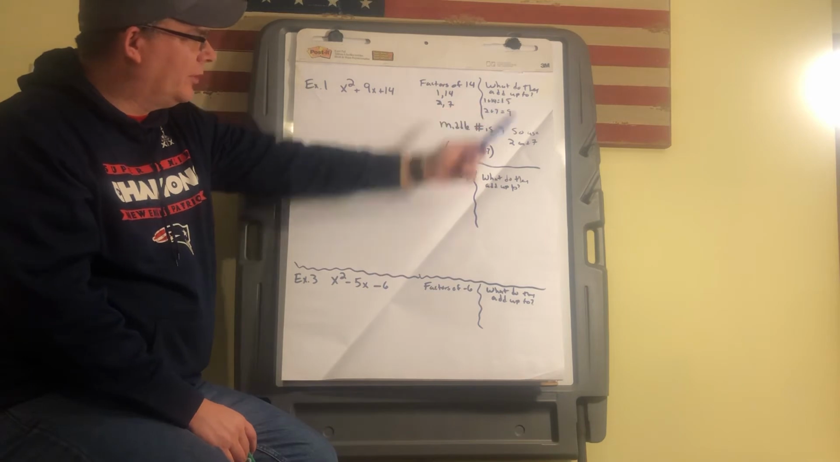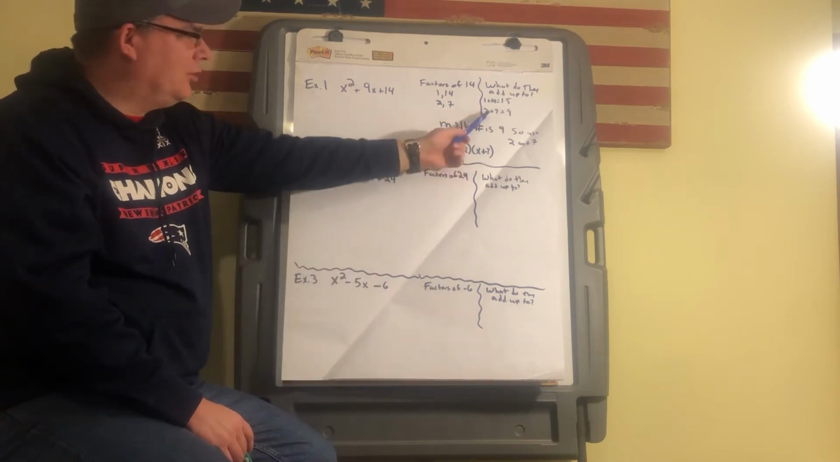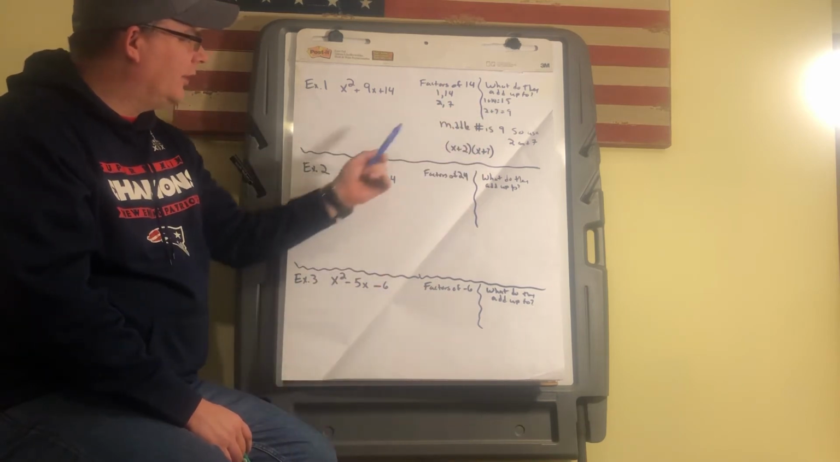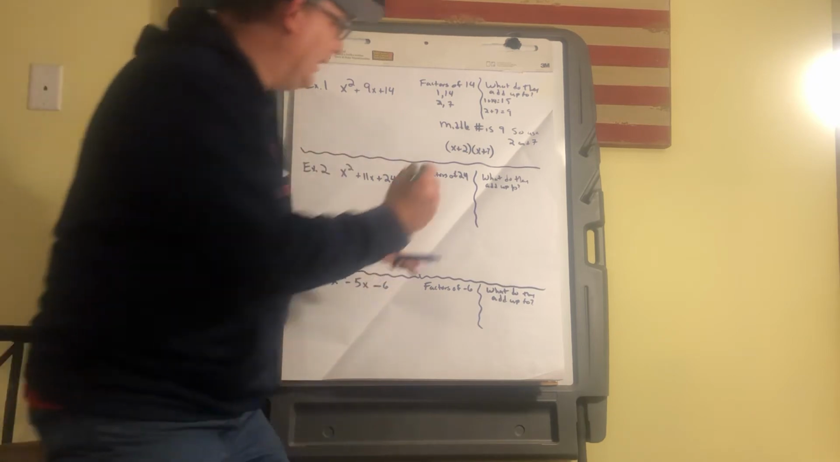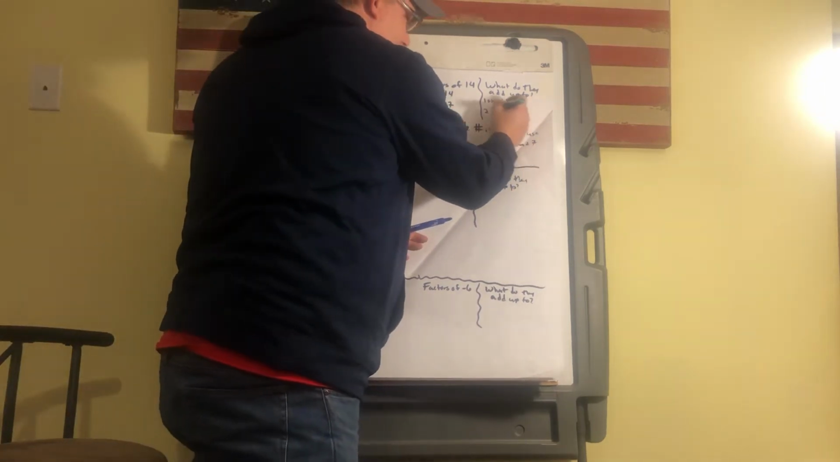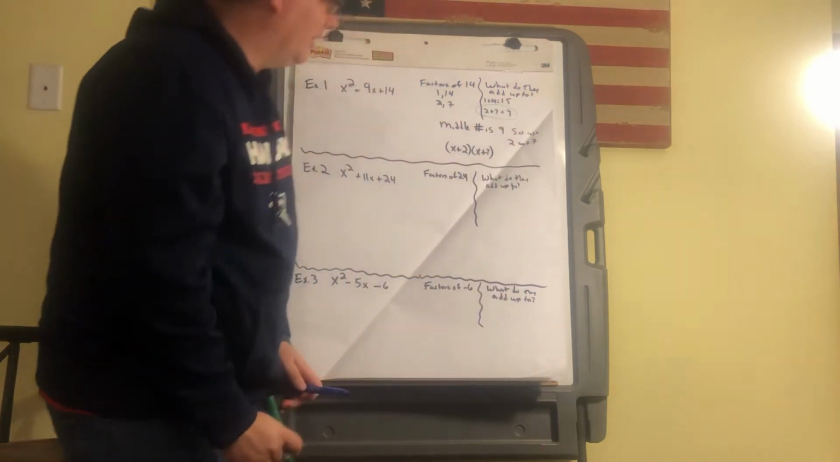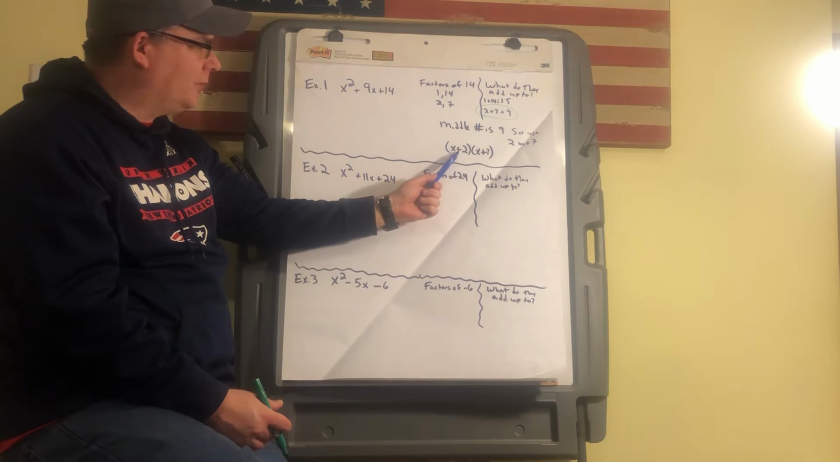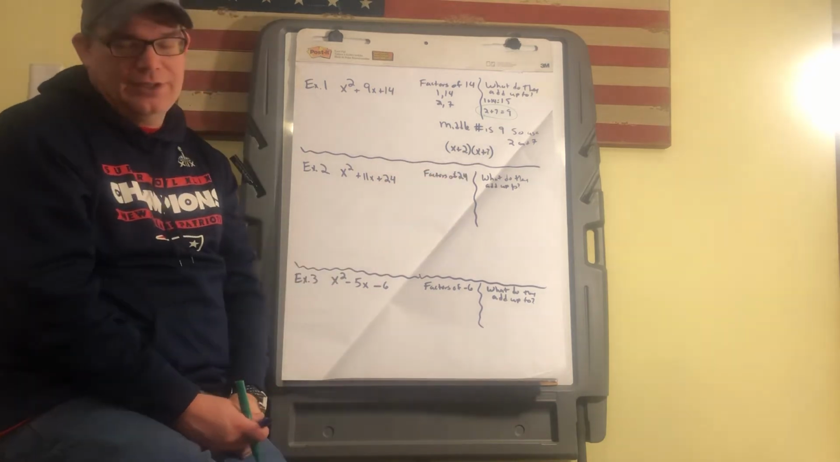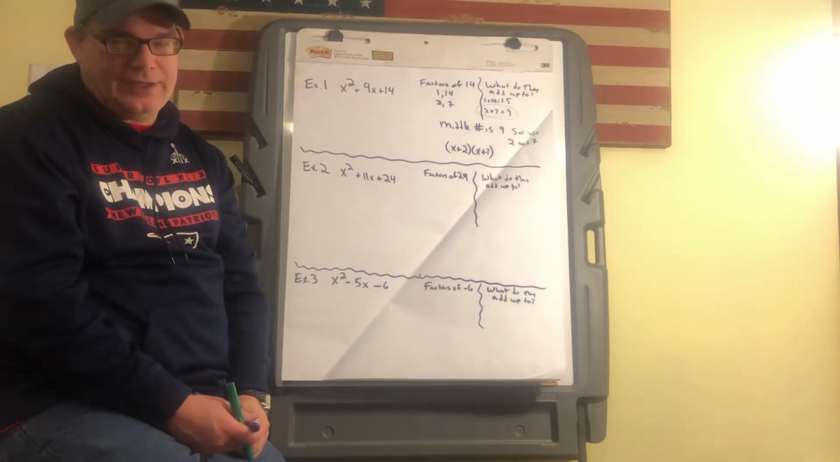So 1 plus 14 adds up to 15. 2 plus 7 equals 9. The middle number is 9 in this problem. So that tells me that the pair that we want to choose here is the 2 and the 7. So we're going to write x plus 2 and x plus 7 as our factoring.